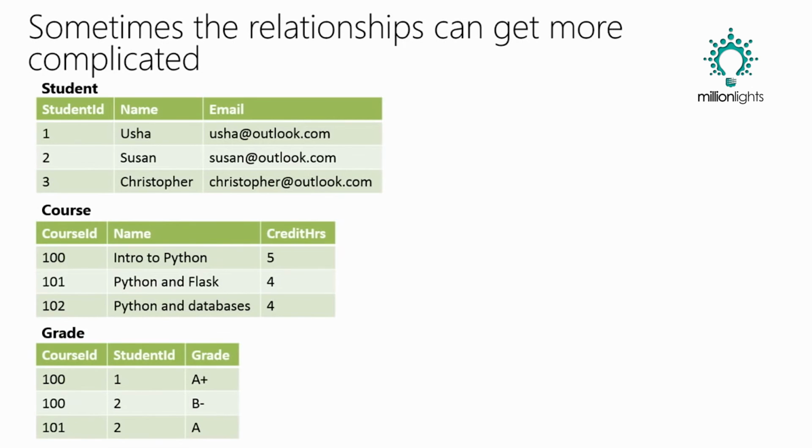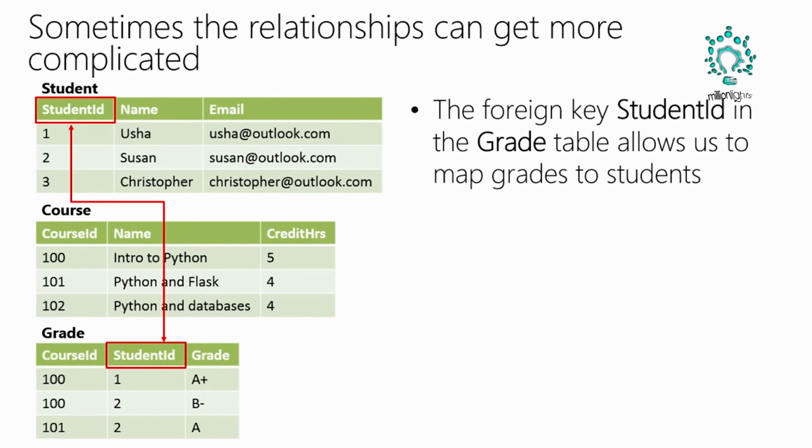Now, sometimes the relationships can get a little more complicated. So here's one where I actually have 3 different tables. And we sometimes call these, the correct terminology for these is foreign keys. So the foreign key customer ID in the order table points to the key in the customer table, so I can tell which records go together.